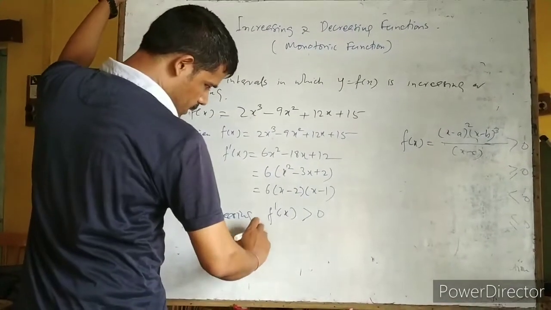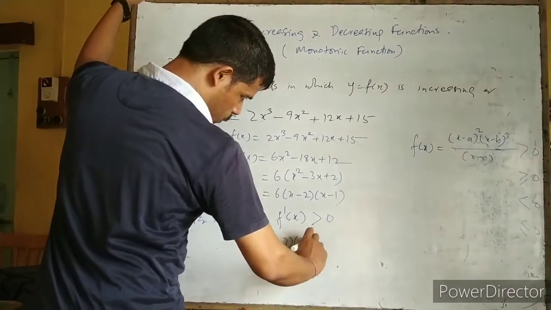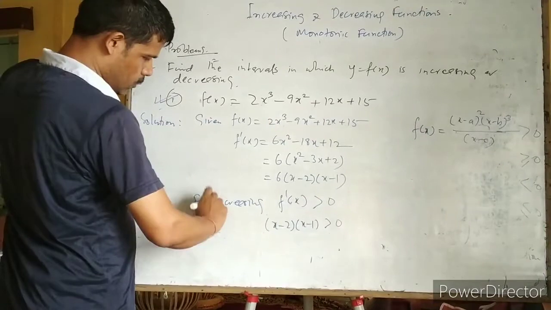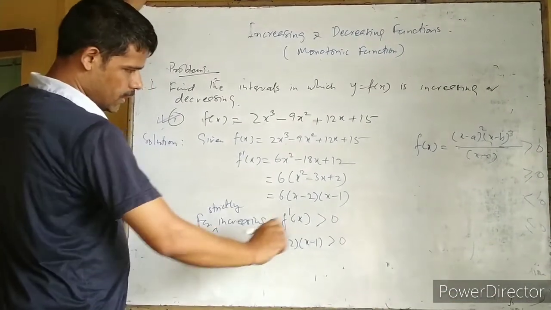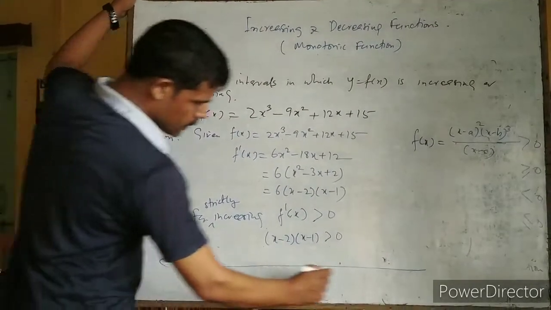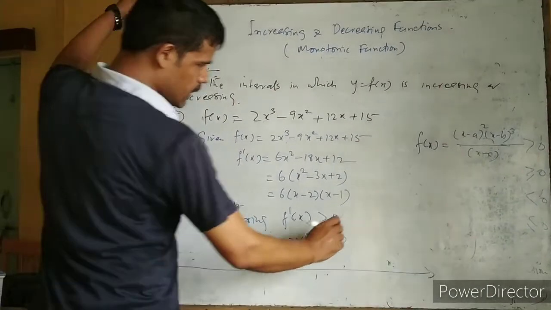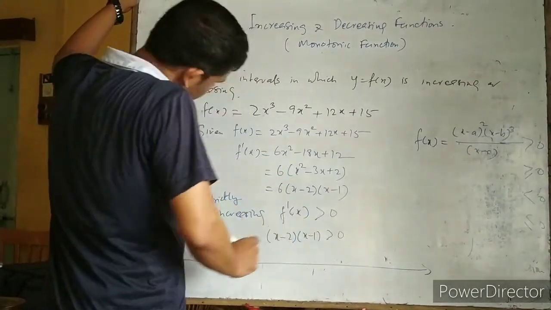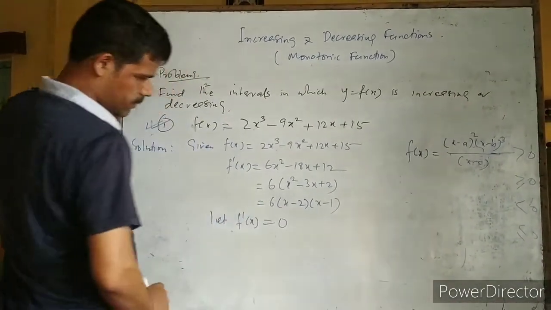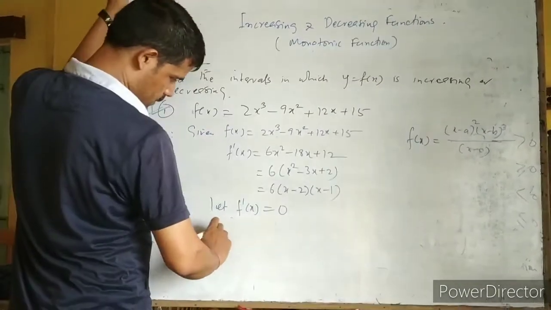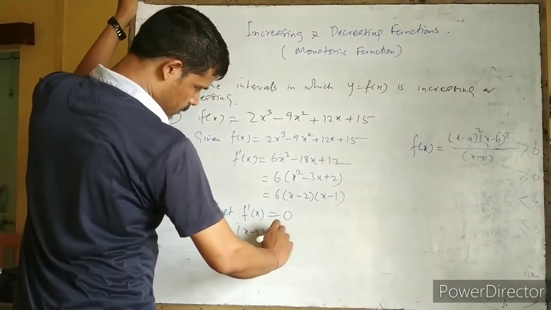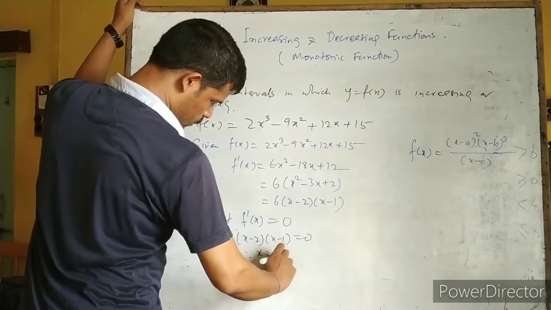So what do you see? This function, (x minus 2)(x minus 1), must be greater than 0. Now we always talk in terms of strictly increasing. Even if it is asked as increasing, you can go like this, no problem. So let us take a number line. If you equate f dash x equal to 0, this is nothing but (x minus 2)(x minus 1), so therefore x equal to 1, 2.